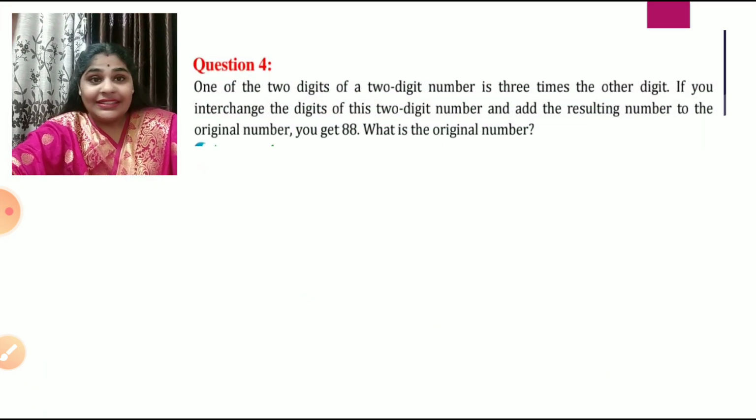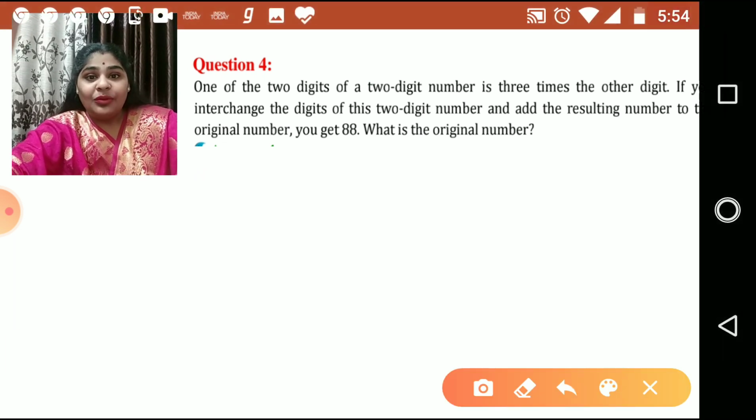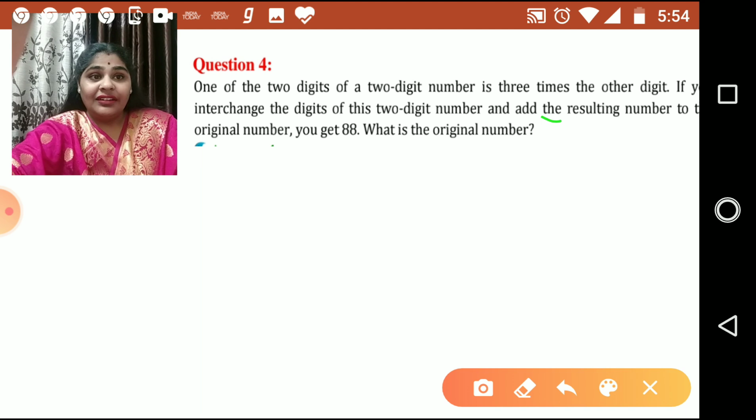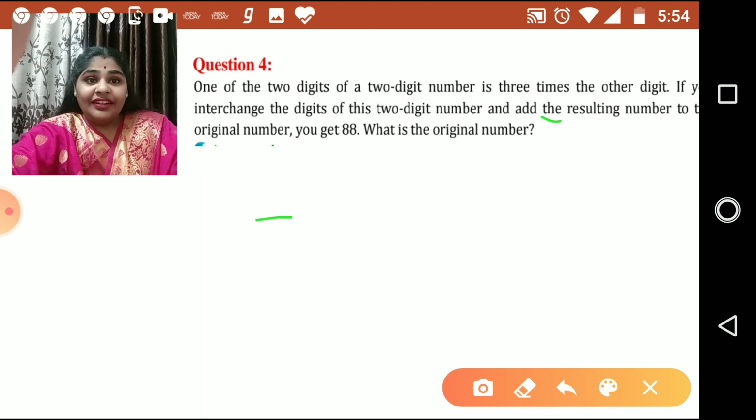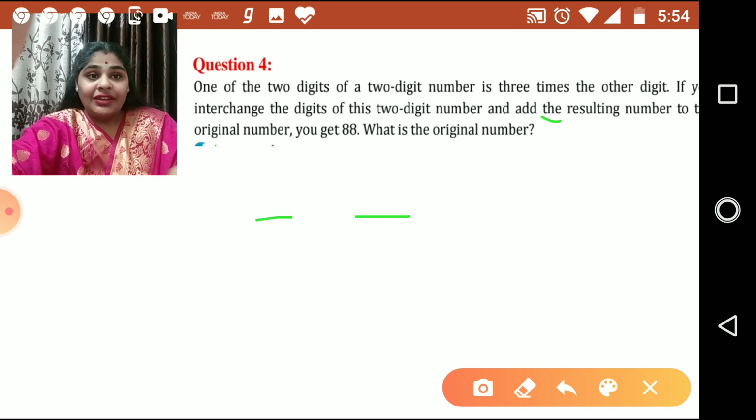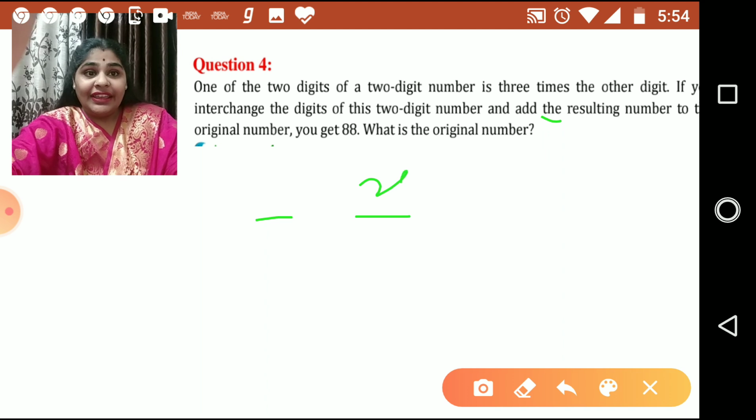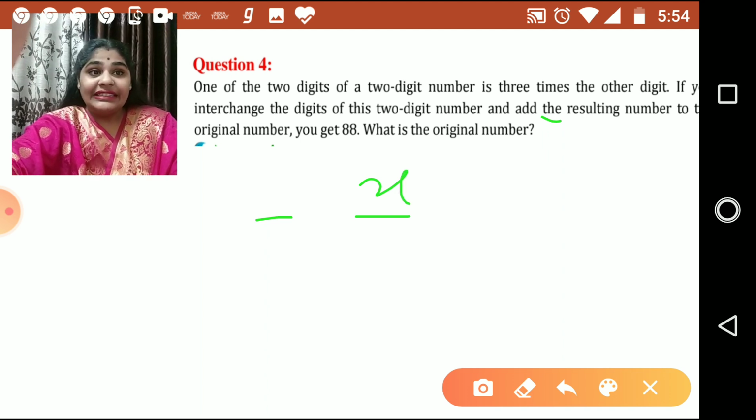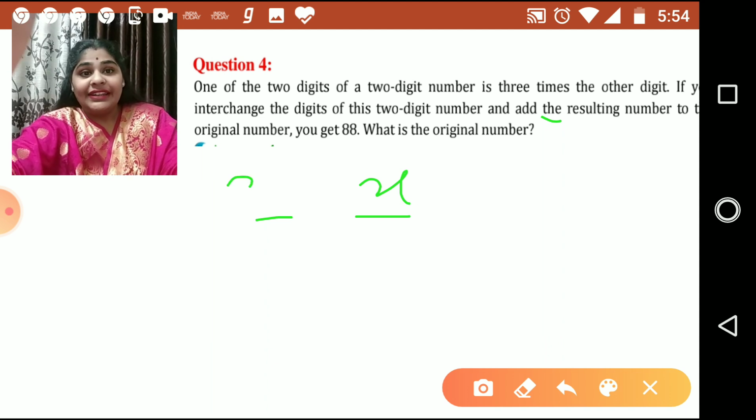Now here it is a similar type of question, right? So let us see what the question is. One of the 2 digits of a 2-digit number is thrice, 3 times, the other digit. So again here there are 2 digits. Now suppose I take x on the units place. So they said the other digit is 3 times the previous digit. So can I take it here as 3x, children?